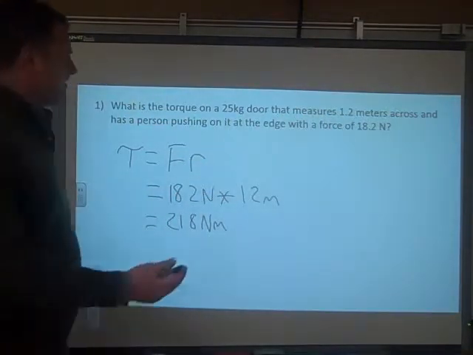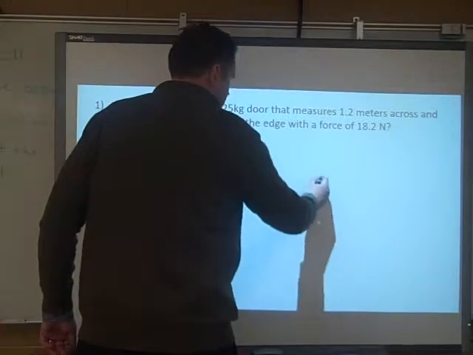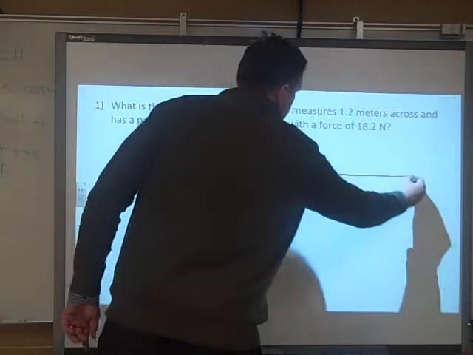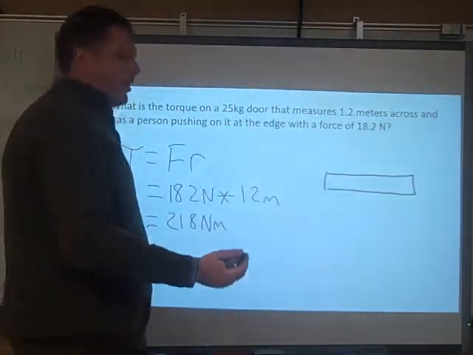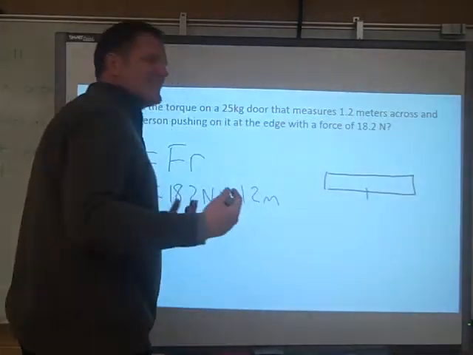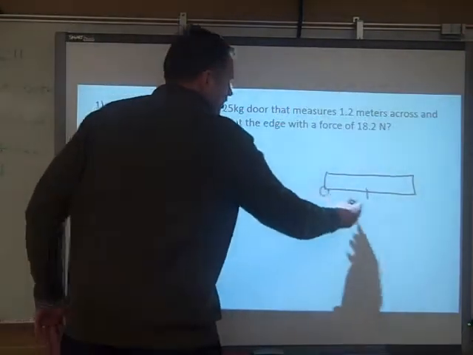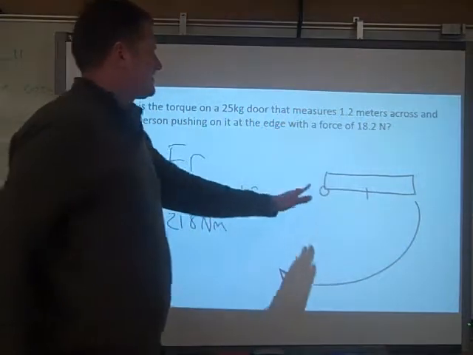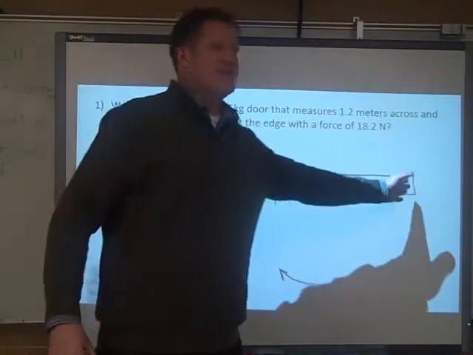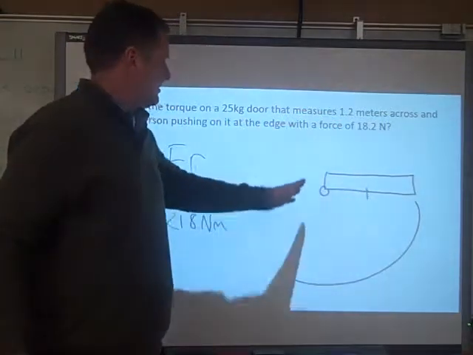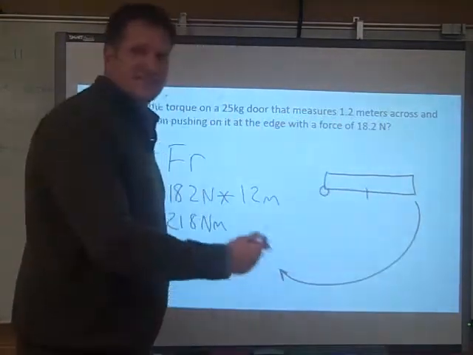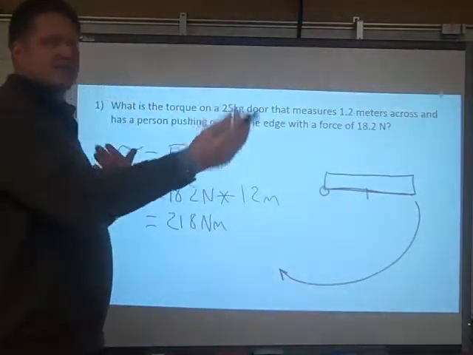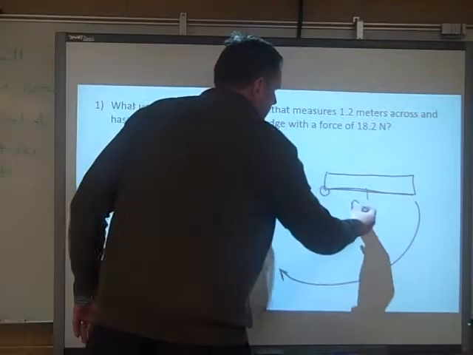The radius is 1.2 meters across. A lot of students are thinking that the radius of the door is in the middle somewhere. No, that's not the radius of the door. This is a door that's swinging on its hinge. So the radius means the pivot point to the end of whatever's being swung. So in this case, once again, the radius is not half the door. The radius is the pivot point to the outside. So this is R.